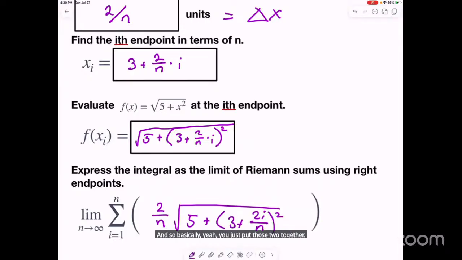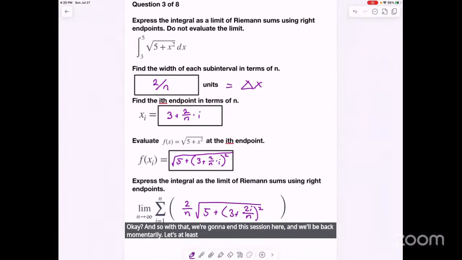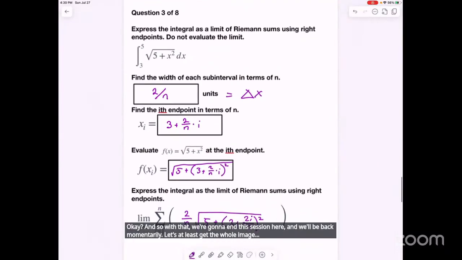Okay? And I think that was the end of that one. So we weren't far off. We just had a little bit more that we needed to do. With that, we're going to end this session here, and we'll be back momentarily. Let's at least get the whole image. That concludes the third installment, and I think they get a little bit lighter.